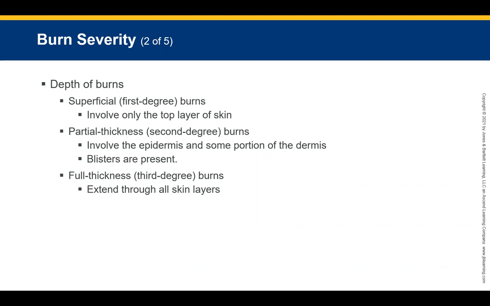A partial thickness or second degree burn involves the epidermis and some portions of the dermis. These burns do not destroy the entire thickness of the skin, nor is the subcutaneous tissue injured. Typically, the skin is moist, mottled, and white to red. Blisters are present and can cause intense pain, just like having grease pop on you. We know how painful that is. Sometimes they will swell up, and those are the blisters they're talking about.